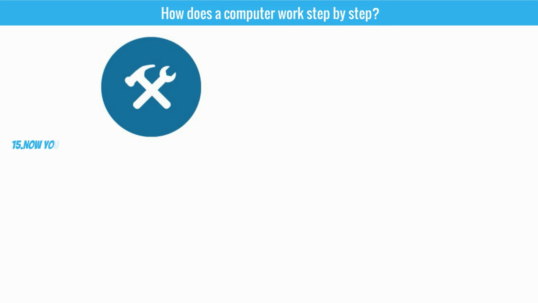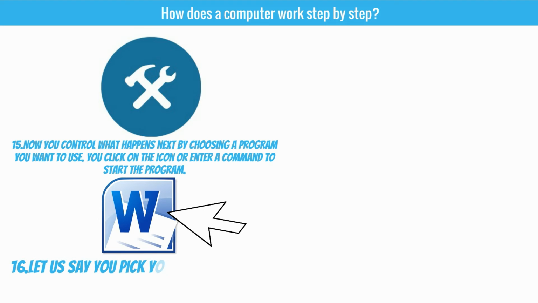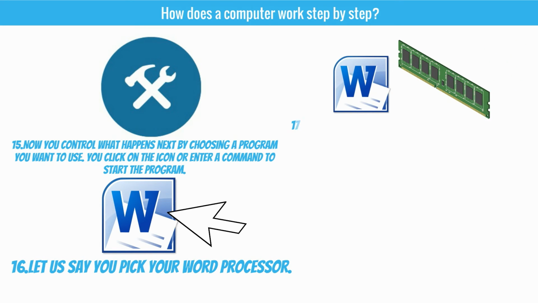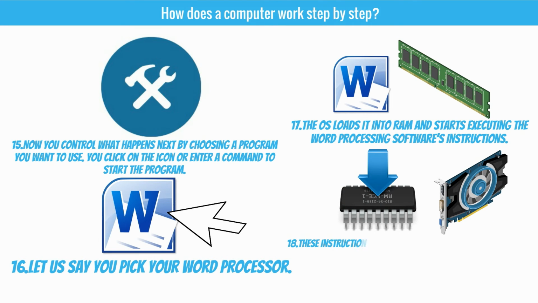Now you control what happens next by choosing a program you want to use. Click on the icon or enter a command to start the program. Let's say you pick your word processor. The OS loads it into RAM and starts executing the word processing software's instructions. These instructions paint the user interface on your monitor using the graphic controller device driver and middleware.